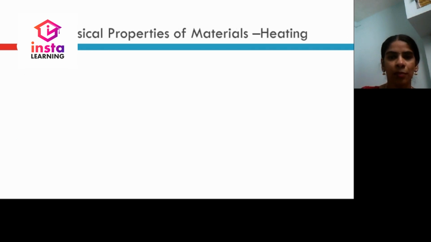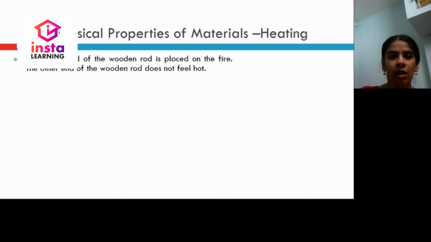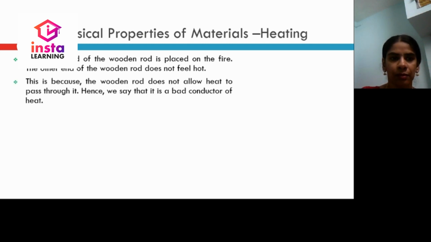Physical properties of materials, heating. When one end of the wooden rod is placed on the fire, the other end of the wooden rod does not feel hot. This is because the wooden rod does not allow heat to pass through it. Hence, we can say that it is a bad conductor of heat.